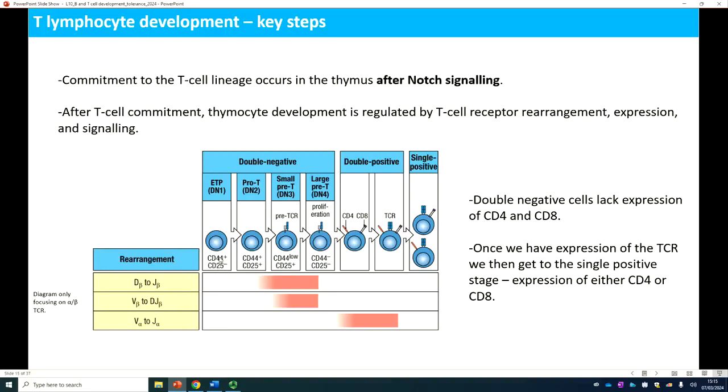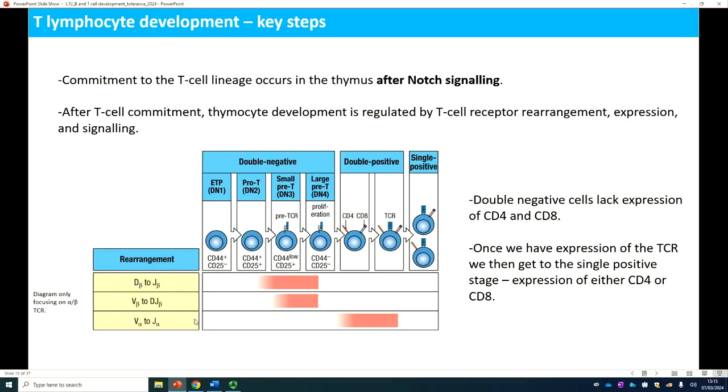So you can see we've got CD44 positive, CD25 negative, and then we upregulate CD25, we then downregulate CD44, and then essentially DN4 is negative for CD44 and CD25. But none of these are expressing CD4 or CD8. When we get to the double positive stage, we're expressing both CD4 and CD8, and then the single positive is where we're either expressing CD4 or CD8, and we're kind of committing to whether we become a CD4 cell or a CD8 cell. And then underneath, it's just showing you the gene rearrangements.